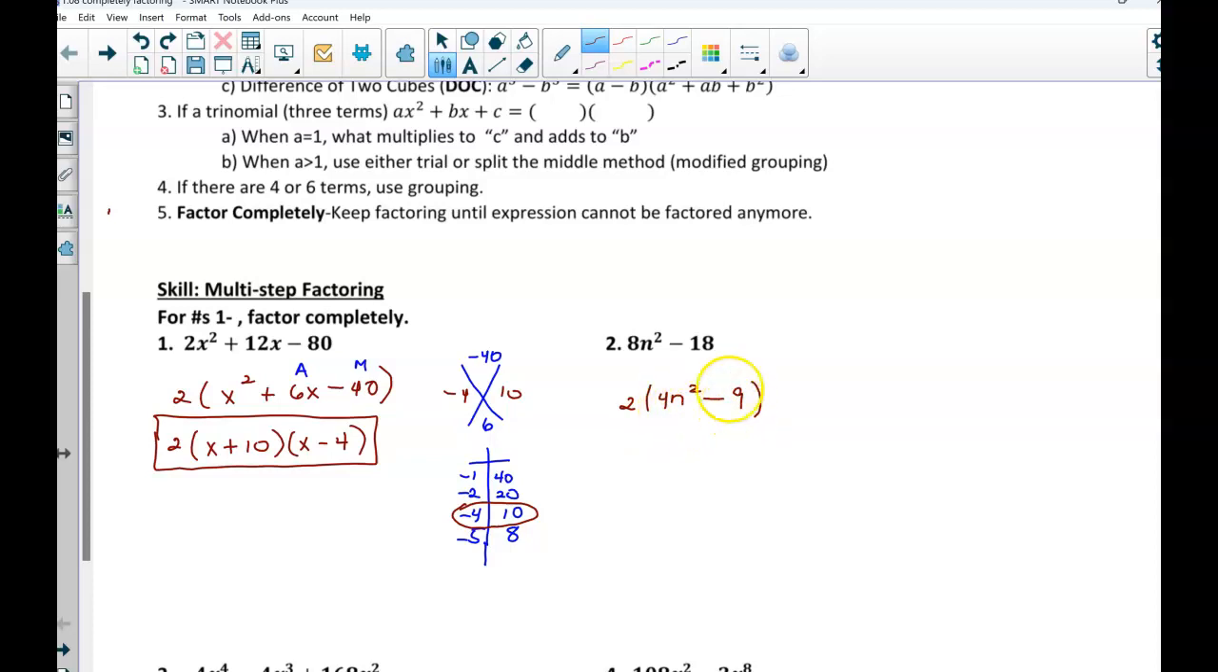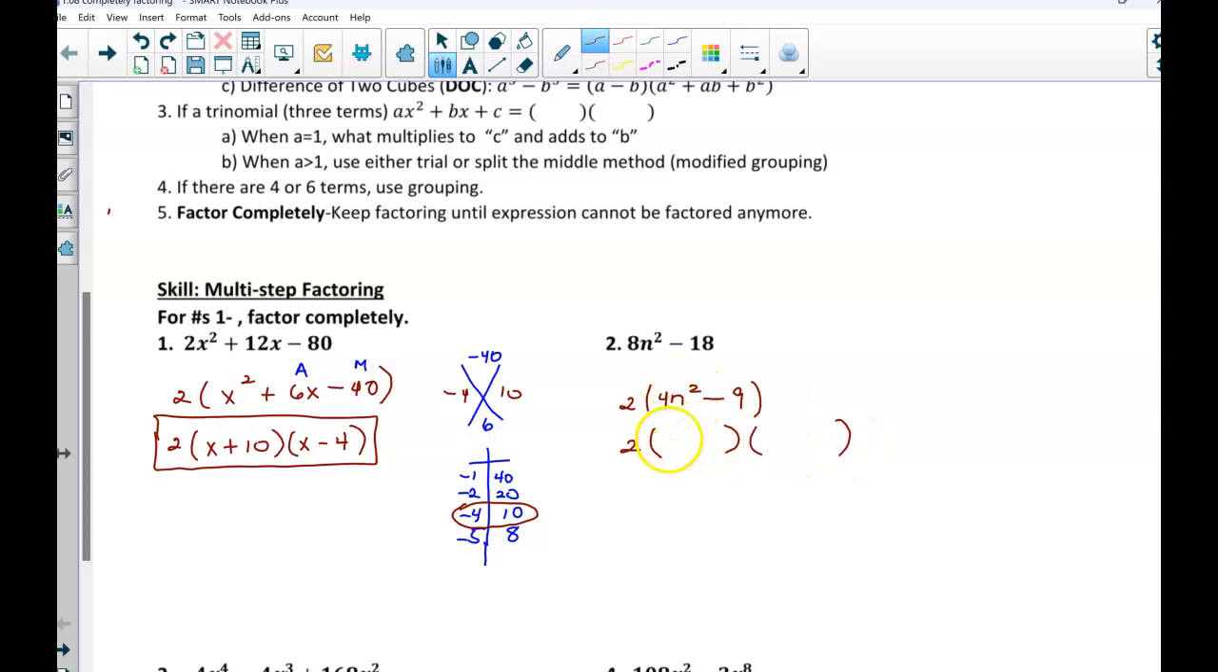Well, I have two terms with a minus sign in it, so that's a difference. Are both of these terms perfect squares? Well, 4 is a perfect square. Any variable with an even exponent, like in this case 2, is a perfect square, and 9 is a perfect square. That means I can factor this using difference of squares.